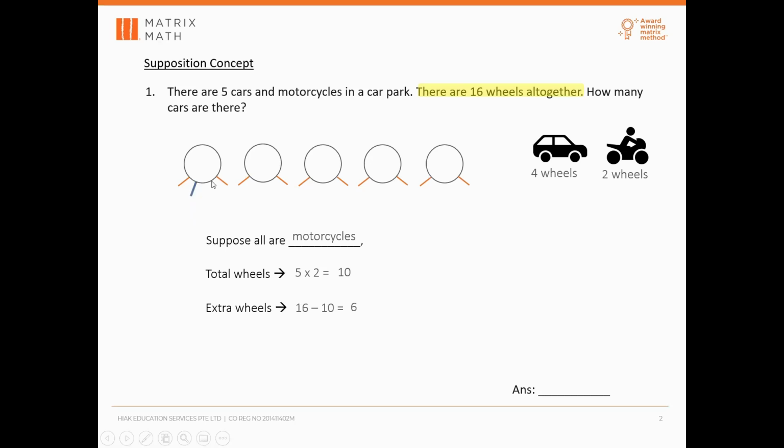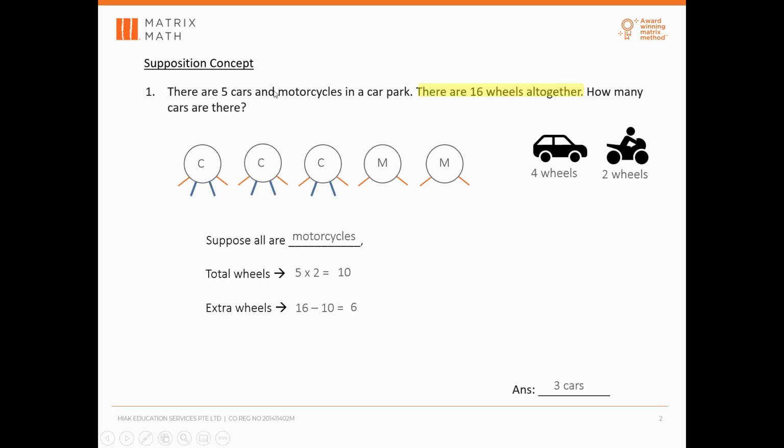So we distribute this 6: 1, 2, 3, 4, 5, 6. From here, students should be able to see that 4 lines represent a car. So this is car, car, car. And then the last 2 circles only have two lines, which means that they are motorcycles. So then we read the question: how many cars are there? Looking at this diagram, we know that there are 3 cars. So that's how we get the answer.